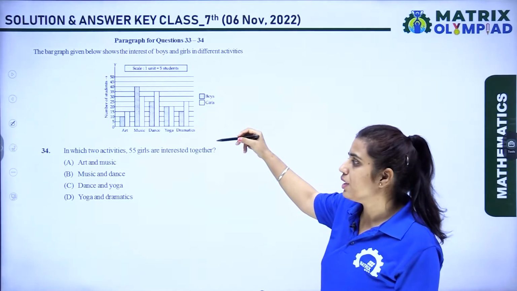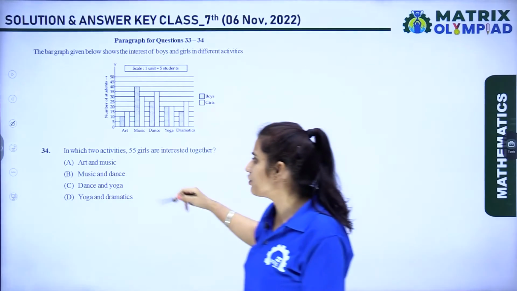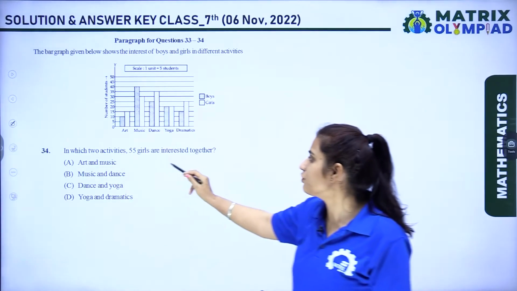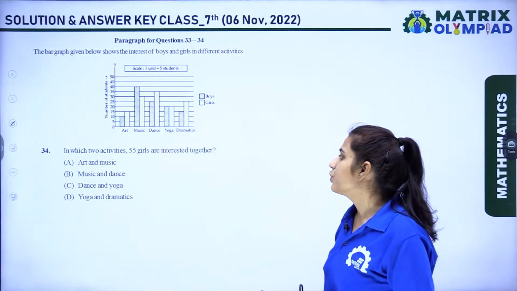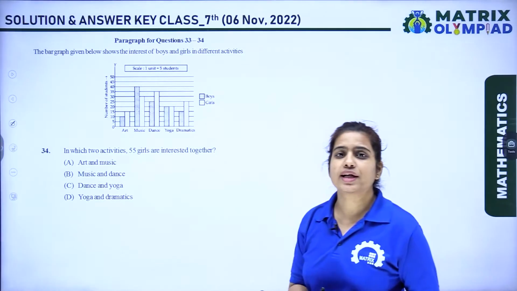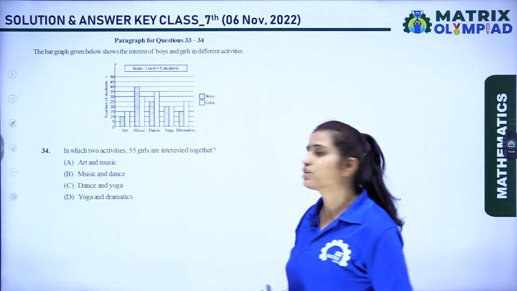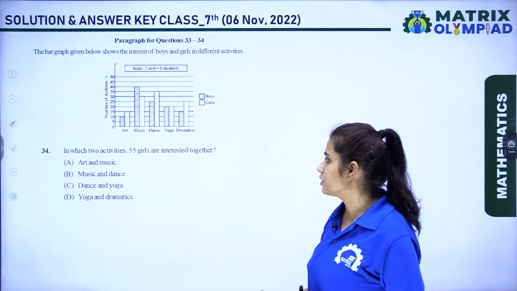So, the same bar graph is there, but the question is different. The question is, in which two activities are 55 girls interested together? Here we have to find out two activities in which 55 girls together are interested.